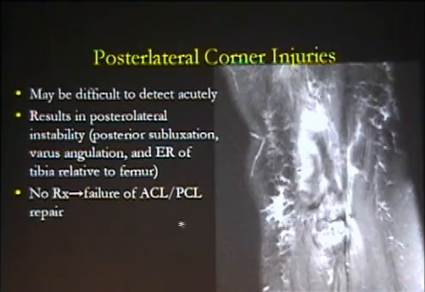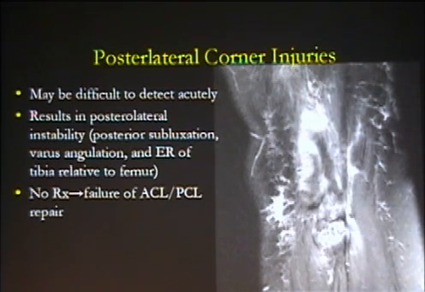Okay, conjoint tendon. Posterolateral corner injuries can be very difficult to detect acutely because there's a lot of edema and hemorrhage in this area. They are important to detect because they result in posterolateral instability of the knee. What is that? Well, that's posterior subluxation, varus angulation, and external rotation of the tibia relative to the femur. Very important to diagnose these injuries. These need to be repaired.